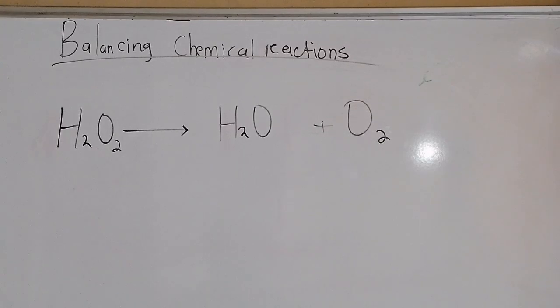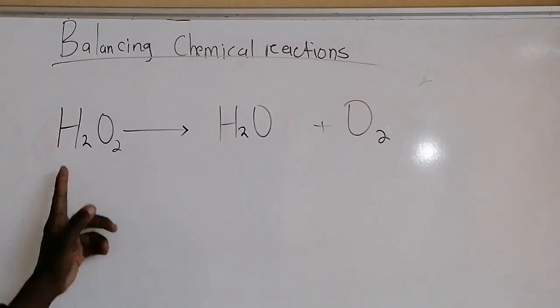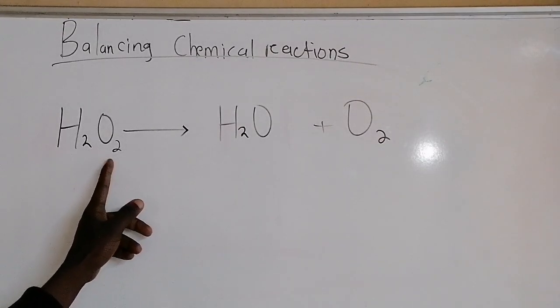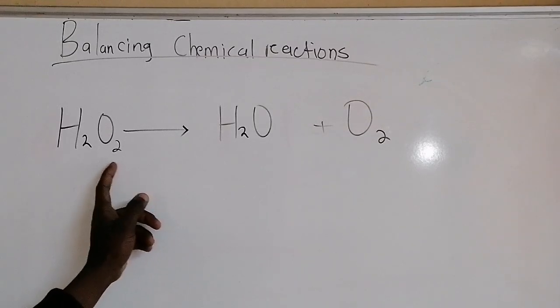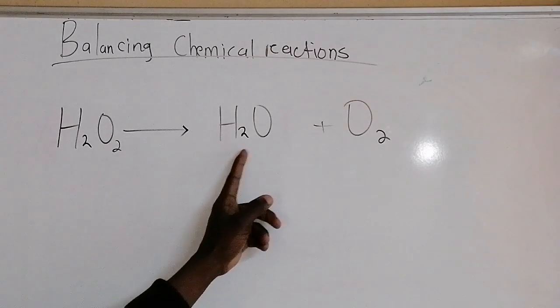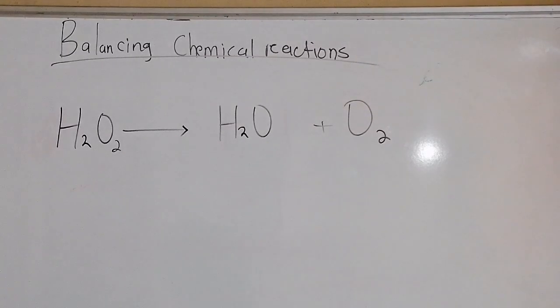This is our first example. You are given H2O2 that reacted to produce H2O plus O2. Remember, I told you that where the arrow is pointing at, those are the products. So they're saying that you must balance this chemical equation.